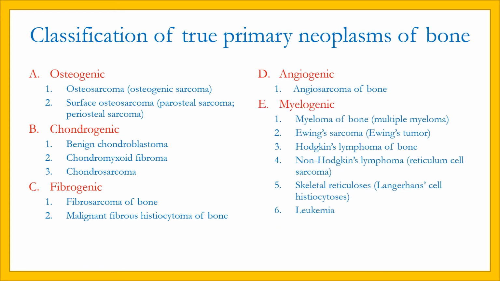E. Myelogenic: 1. Myeloma of bone or multiple myeloma. 2. Ewing's sarcoma or Ewing's tumor. 3. Hodgkin's lymphoma of bone. 4. Non-Hodgkin's lymphoma or reticulum cell sarcoma. 5. Skeletal reticulosis or Langerhans cell histiocytosis. 6. Leukemia. F. Uncertain origin: 1. Giant cell tumor of bone or osteoclastoma.